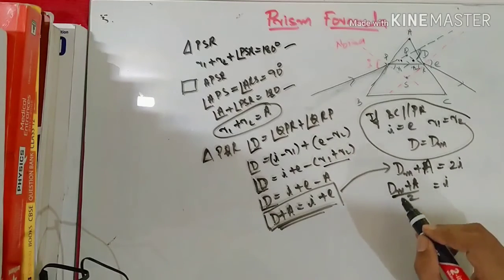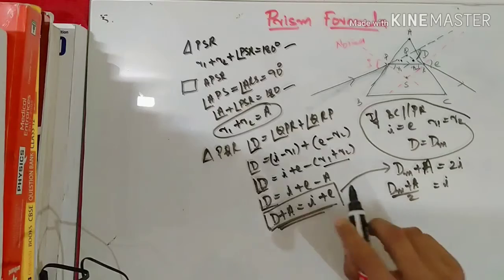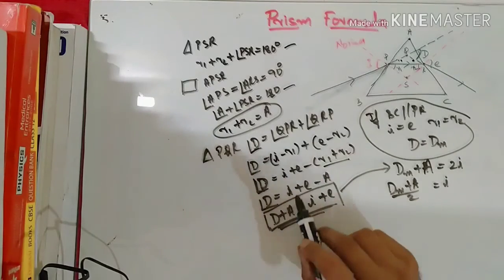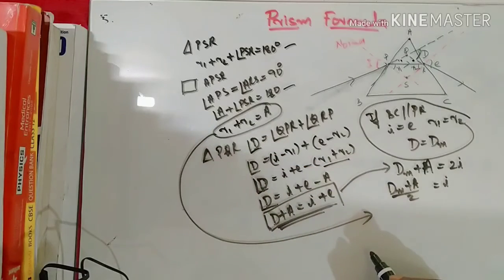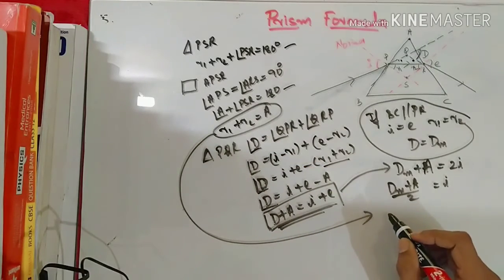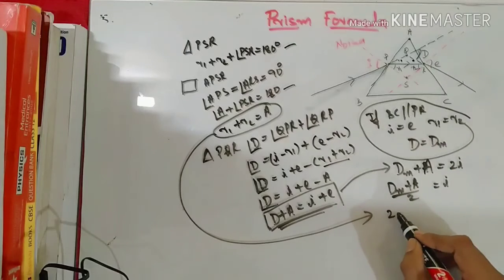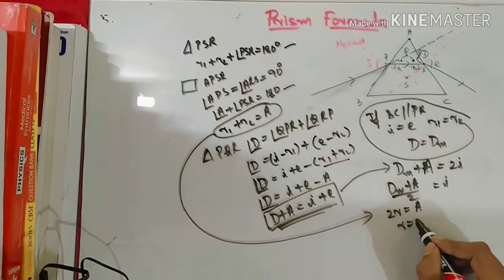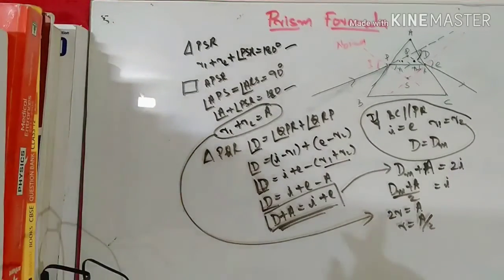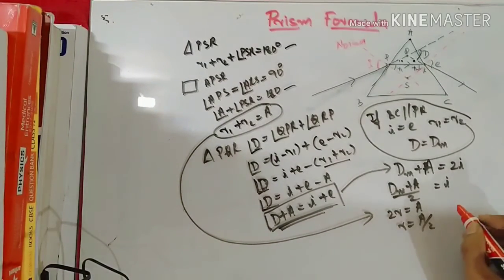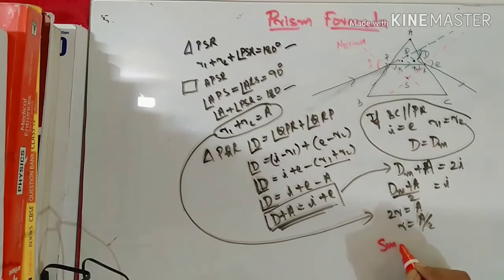Then, let's find out the angle of refraction. For finding the angle of refraction, let's use this equation. If I am using that equation, we get R1 is equal to R2. Therefore, 2R is equal to A, so R is equal to A by 2. Then, we know from Snell's law, what's Snell's law? Sin I by sin R is equal to N2 by N1. That is our Snell's law.